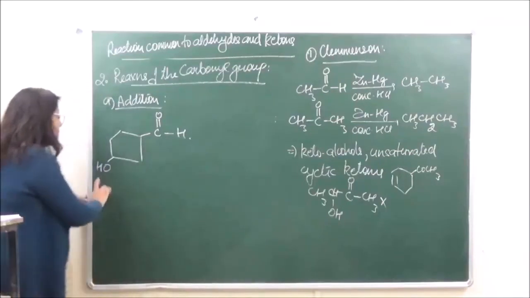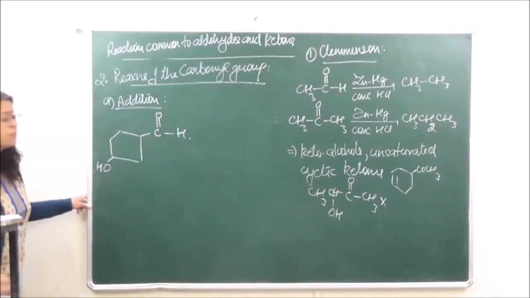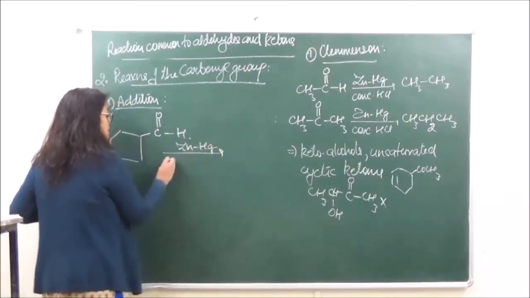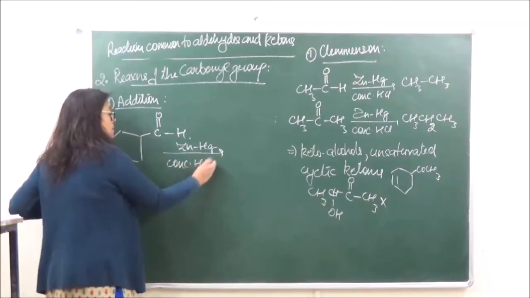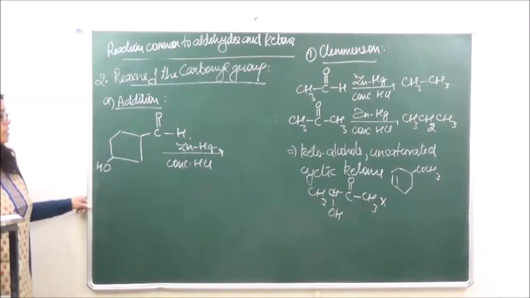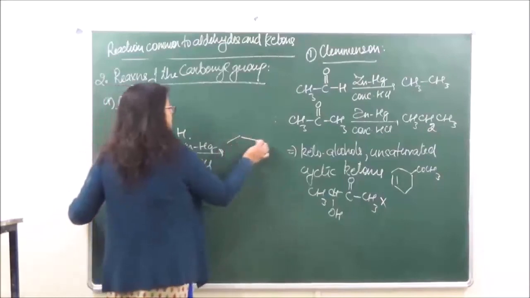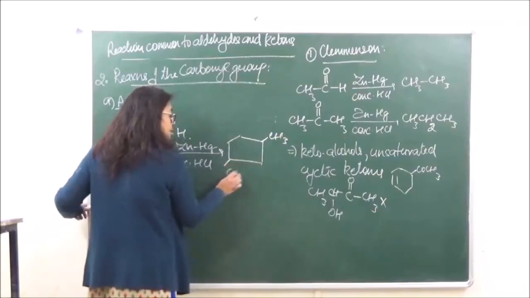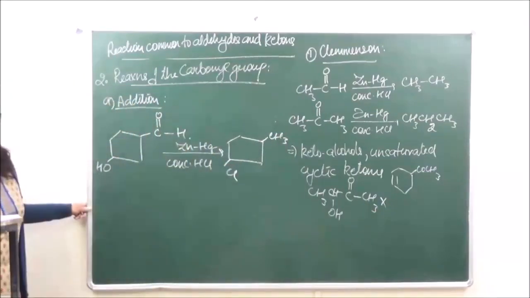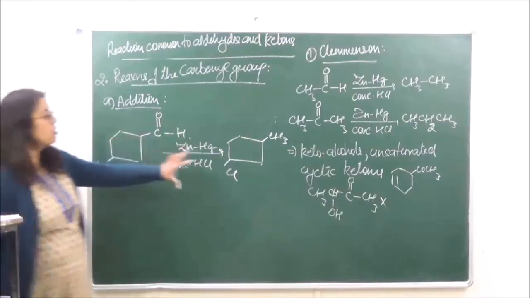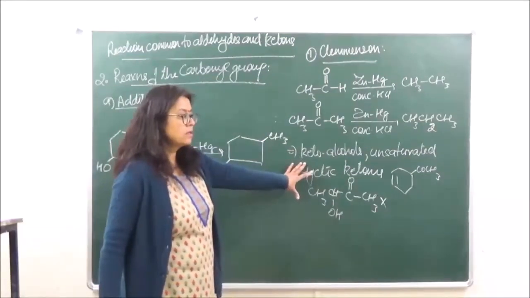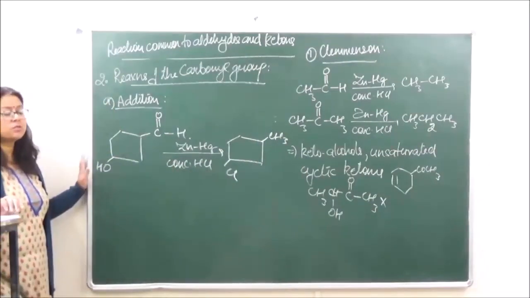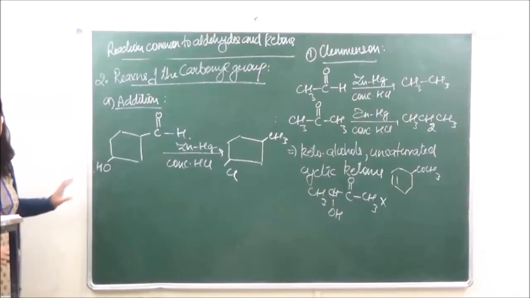But at the same time, the OH is going to get substituted because of the presence of concentrated HCl which we are using. So we have zinc amalgam in presence of concentrated HCl. This is going to be our product, because this compound does not fall in any of these categories. It's only the substitution which is happening because of the concentrated HCl, so OH is going to get substituted.